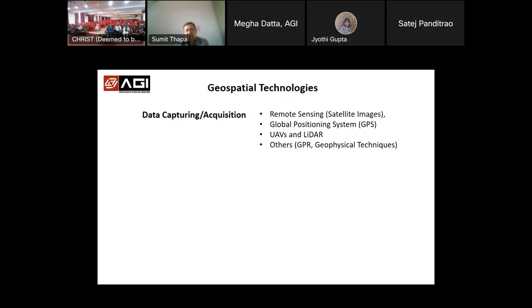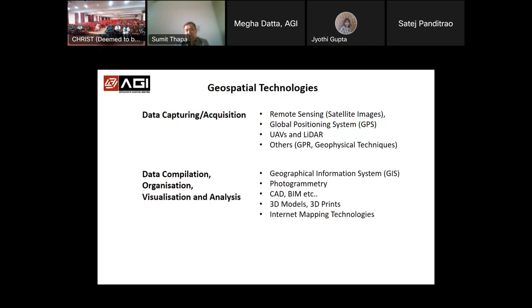Unmanned aerial vehicles, today the drone, which is now becoming a common gadget in marriage halls as well as in symposia, everywhere. But its importance for our field is very great. And the other one, which everybody knows, is GPR, ground penetrating radar, and then geophysical methods: spontaneous potential, electrical resistivity, or magnetic, seismic or gravity. These are different geophysical technologies which produce data for us, with spatial attributes.